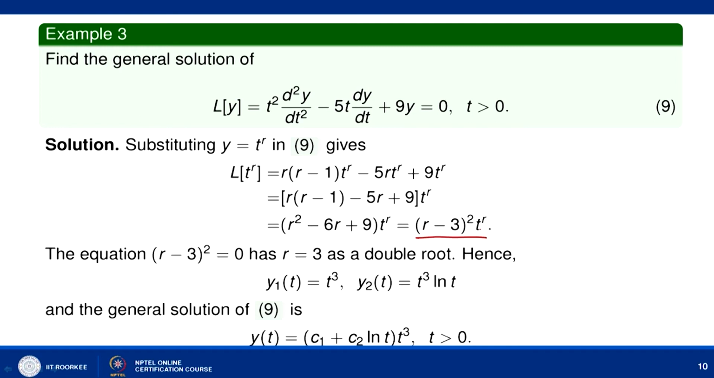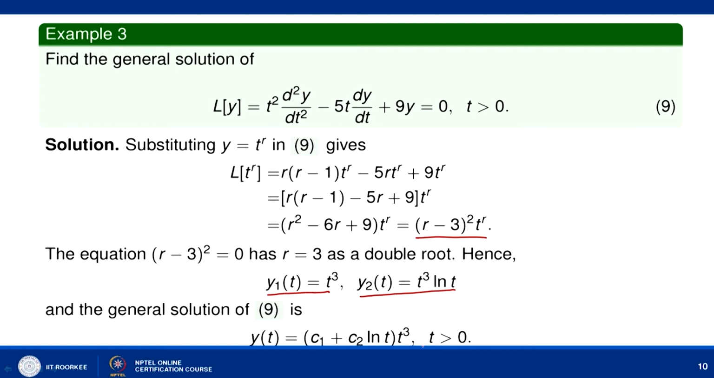So, in case of a double root, we have one solution as t to the power r as it is, and the second solution is given as t^r ln t. So here our general solution is y(t) = (c1 + c2 ln t) t^r, where t is greater than 0 here.